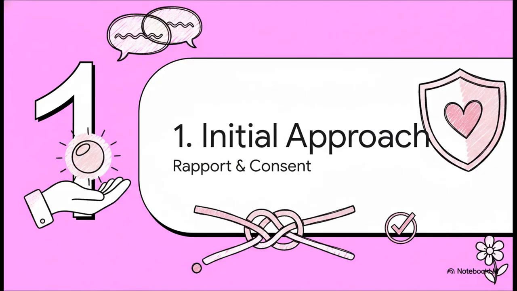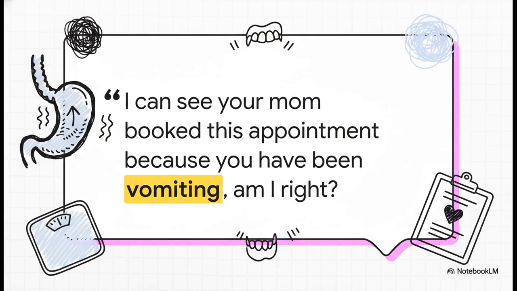Okay, let's start at the beginning, your initial approach. These first few moments are all about creating a safe, non-judgmental space. Here's exactly how you do that. A great opening line is something like this. See how it's direct? It acknowledges why they're there with empathy, and really importantly, there's no hint of accusation.